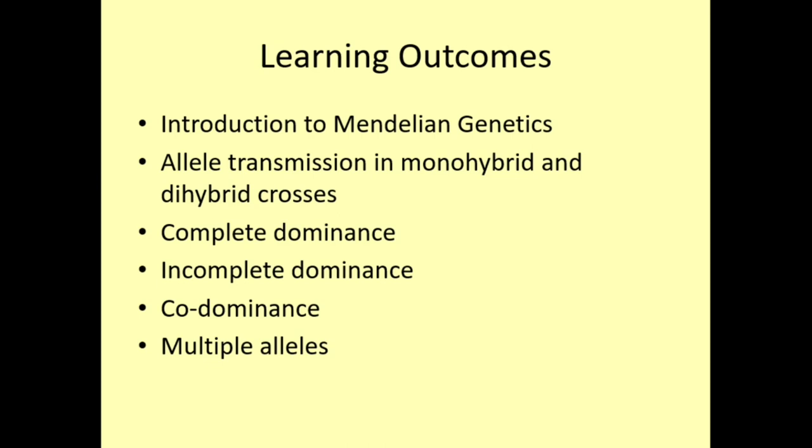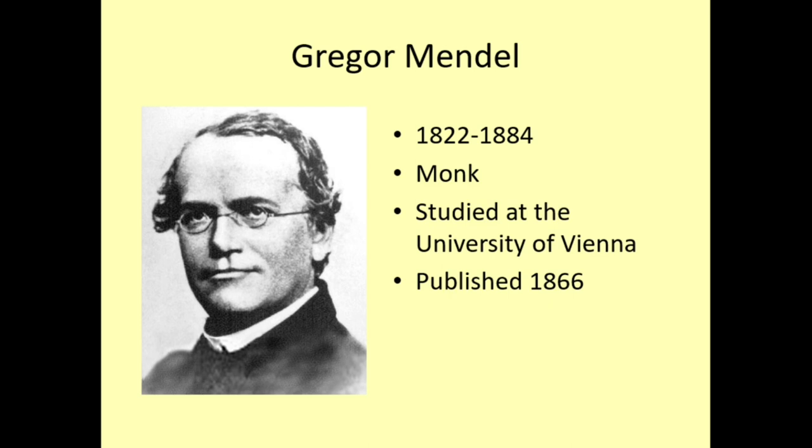Okay, so let's begin. Gregor Mendel was a monk, and he lived from 1822 to 1884, and he studied at the University of Vienna. And he did an awful lot of work with pea plants. That's what he's most famous for. And he wanted to understand heredity. So he wanted to increase our understanding of how specific traits and characters were passed down from parents to offspring.